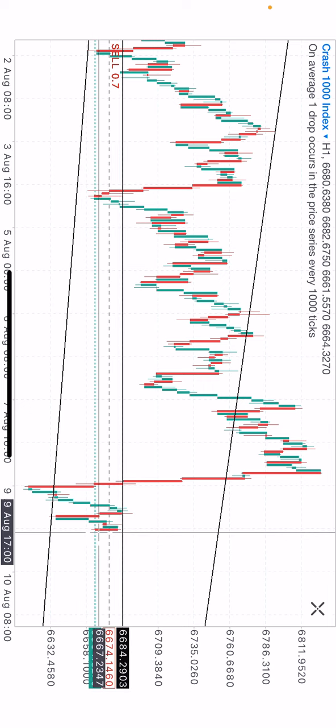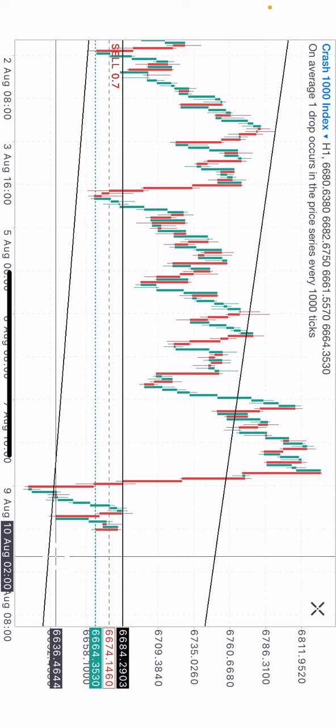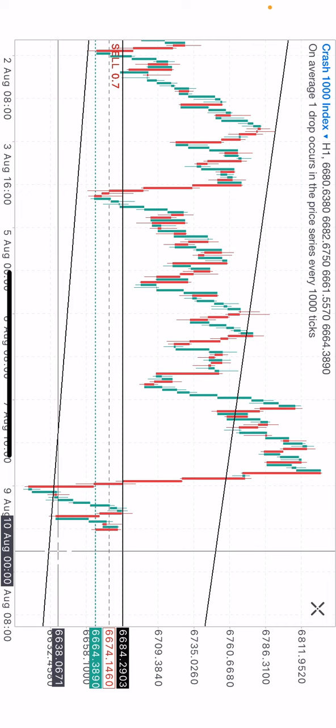And then price is selling right now. You can see it might drop to this area before it makes any other reversal, if at all, right?